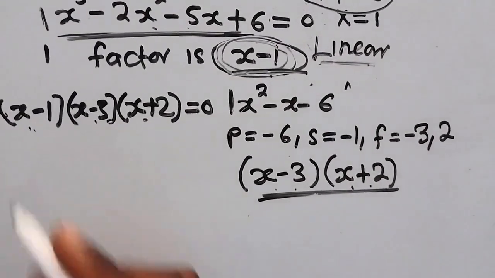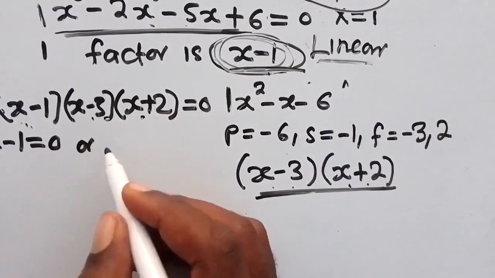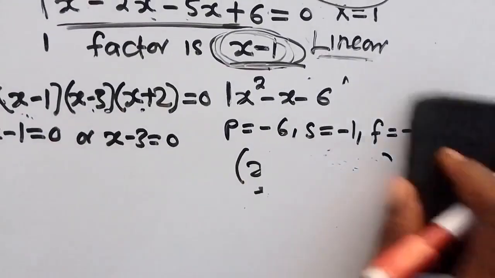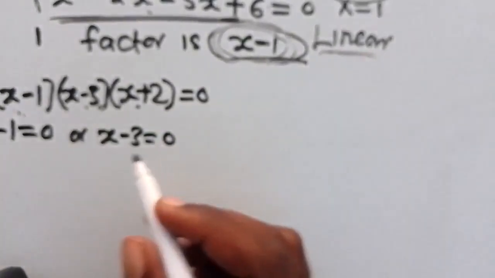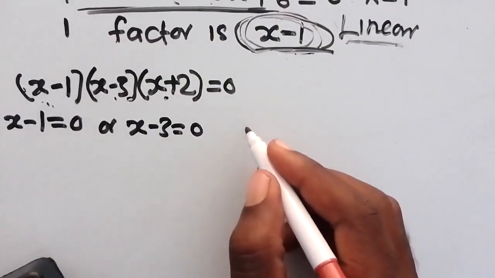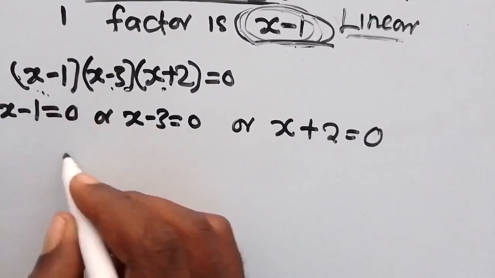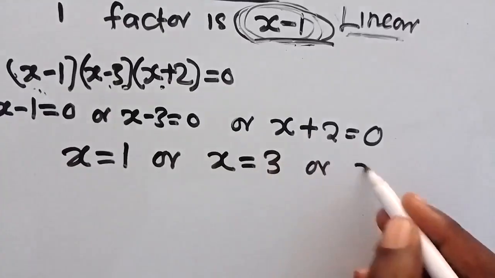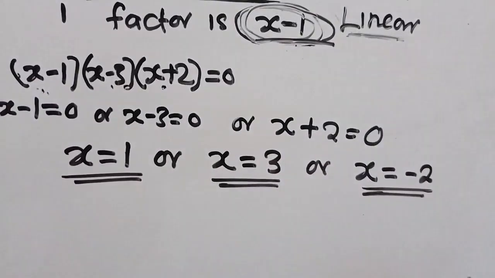With this now, when you equate x minus 1, you say equal to 0. Or you're going to have x minus 3 equal to 0 like this. So we are done with this. Also, x plus 2 is equal to 0. So when this one goes aside, x is equal to 1, or x is equal to 3, or x is equal to negative 2. So these are your answers. This is how you get to answer that one.